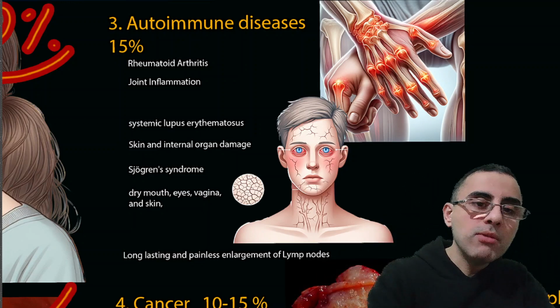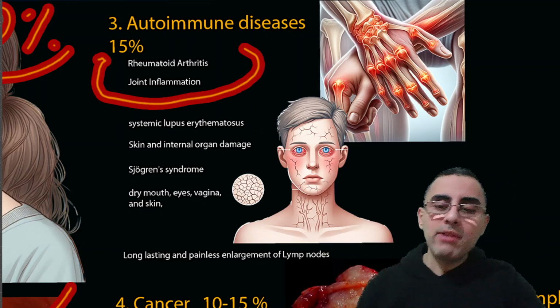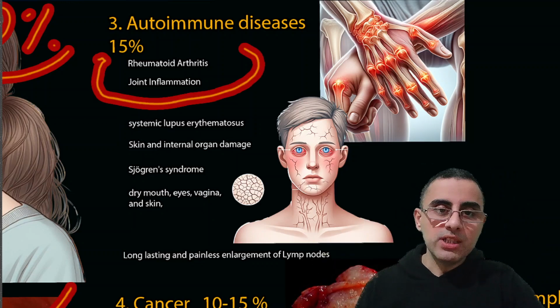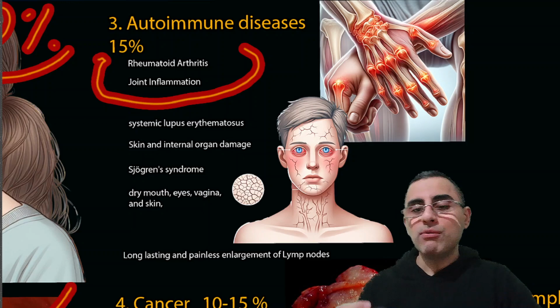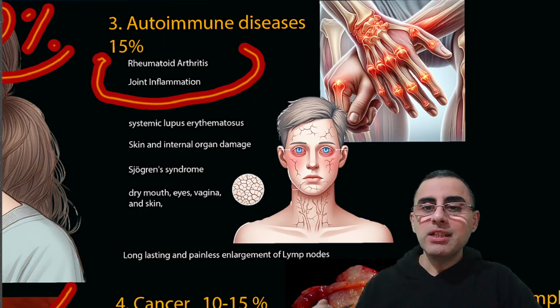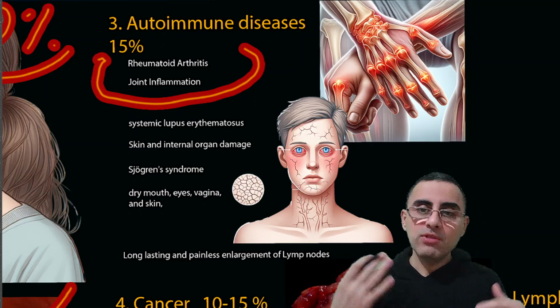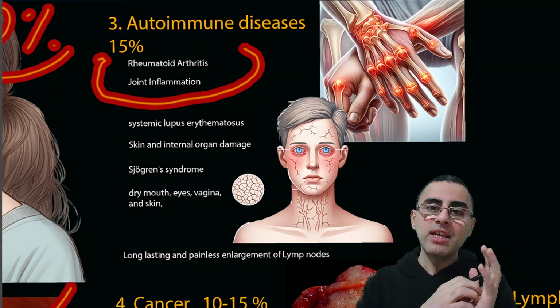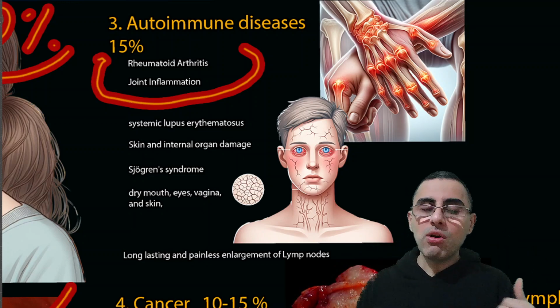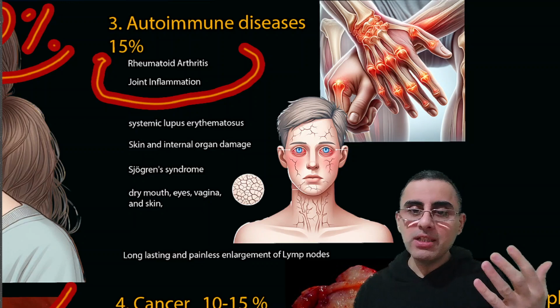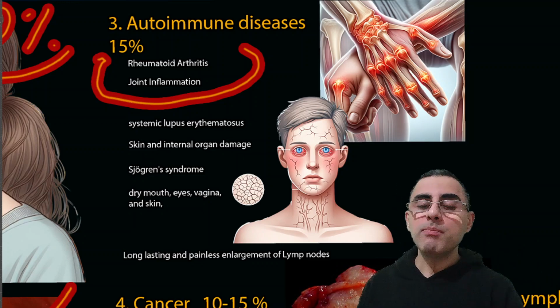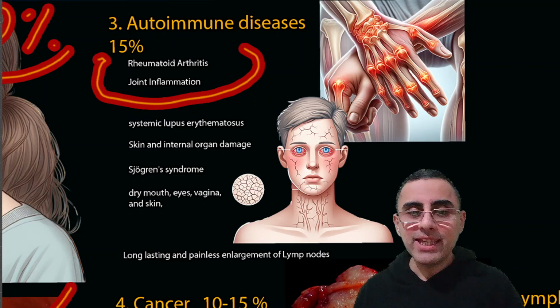The most common autoimmune disease which causes enlarged lymph nodes is rheumatoid arthritis. What is rheumatoid arthritis? It is when our immune system mistakenly attacks our joints. In this case, the person can also have enlarged lymph nodes, and they are painless.